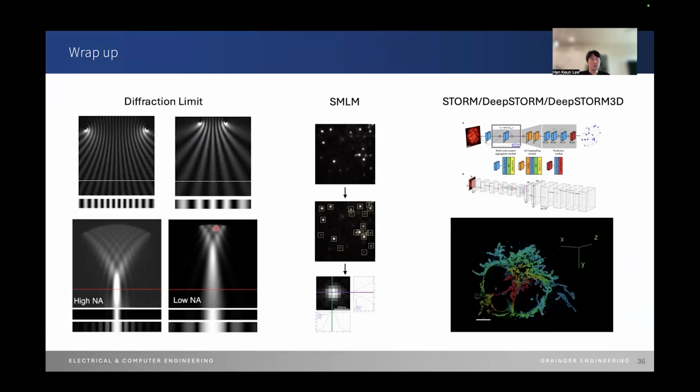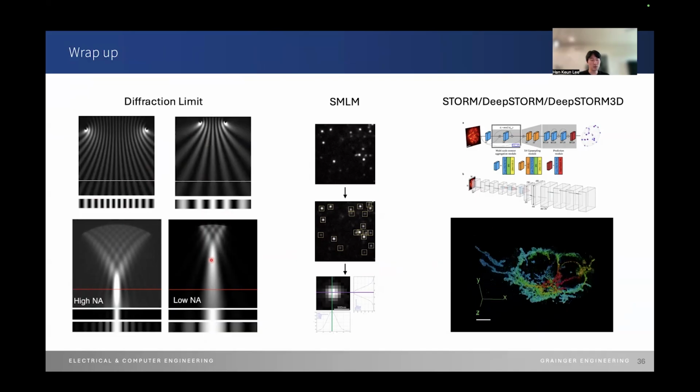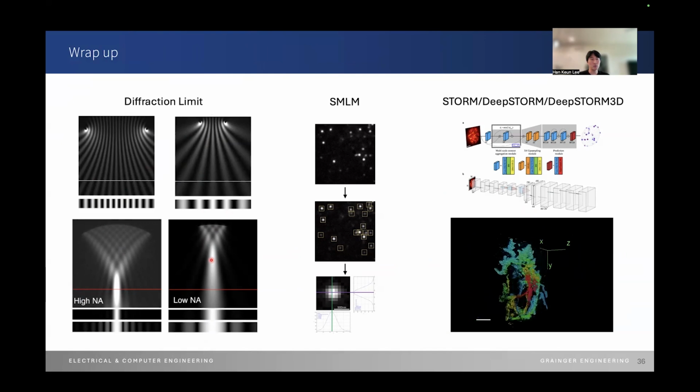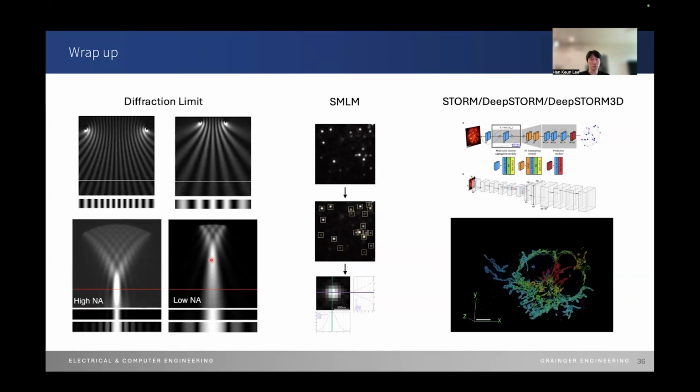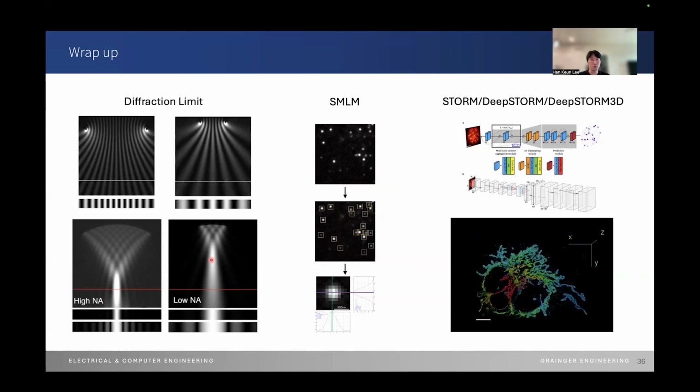So overall, we learned about what the diffraction limit is and why images are kind of blurry. To overcome that diffraction limit, people started thinking about ways to do it, and one of them was single molecule localization microscopy. We took a look at this one example, which was STORM, DeepSTORM, and DeepSTORM 3D, which utilized a deep learning model to achieve single molecule localization microscopy images.